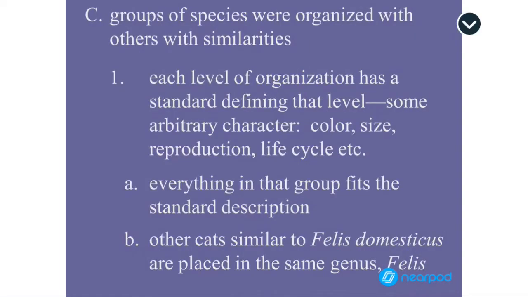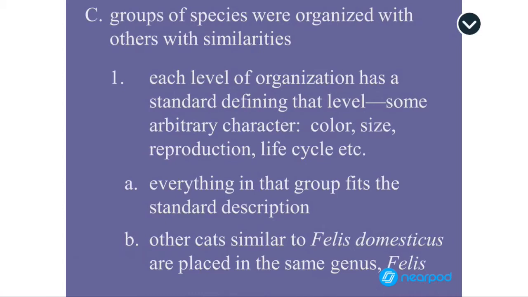So then this system works by organizing species. So species is the only thing that actually exists in nature. It's a real detectable, observable, testable level of organization. Species is the only thing in this entire discussion that's real. The rest of this is just created for human convenience. So groups of species are organized with others that are similar to them. And at every level of organization where we group things together, there's a standard defining that level. And this is some arbitrary thing.